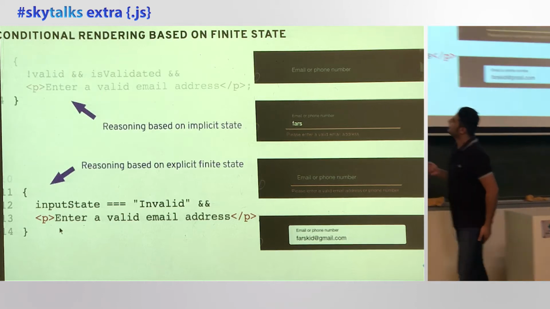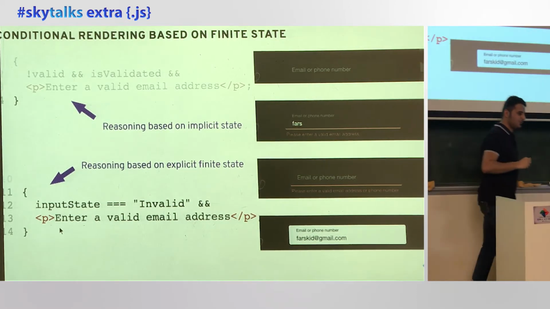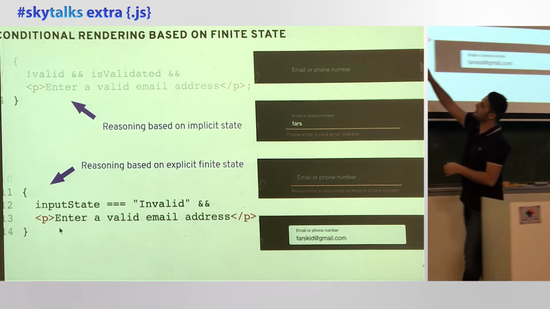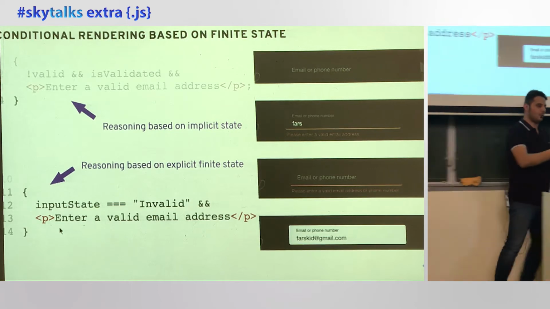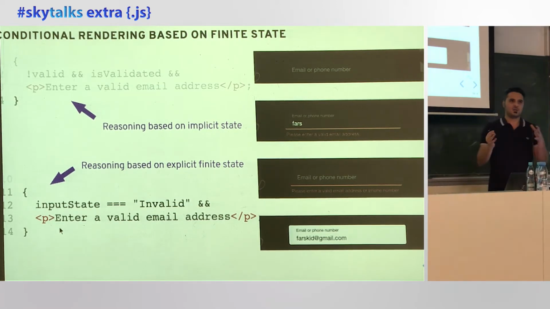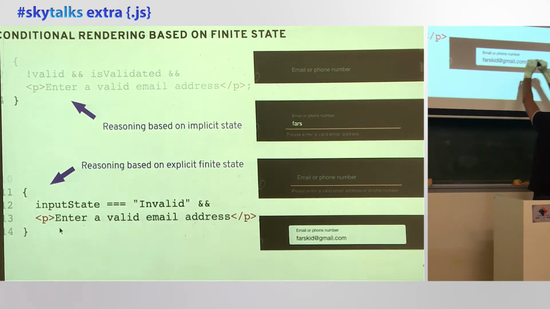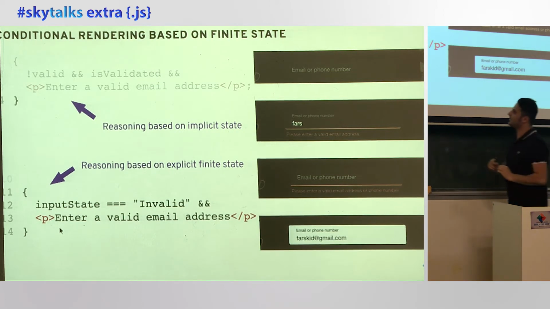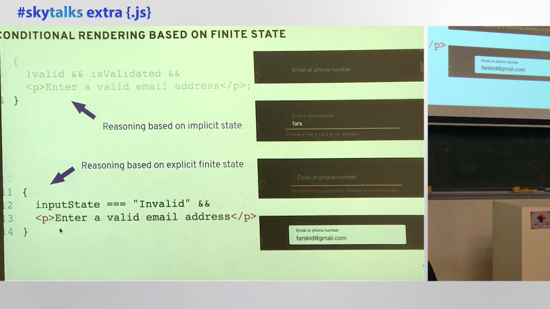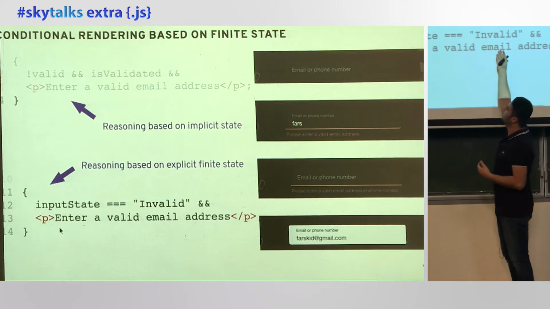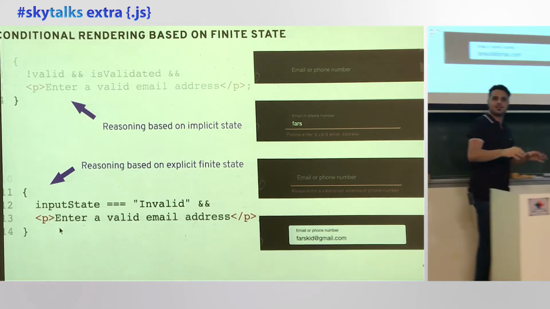Now the good thing here is that I want to show you this. Before this, if you wanted to show that error message at the bottom of the input, you should have said if the input is not valid and it has been validated before, there is a logical combination of two different Boolean flags to reason whether this error text needs to be shown or not. But here with explicit state, you can just say the input state is invalid. That's the only thing you need to reason about. So by moving from implicit states to explicit states, you enable your code to reason based on a unique name. And that unique name is a finite state.